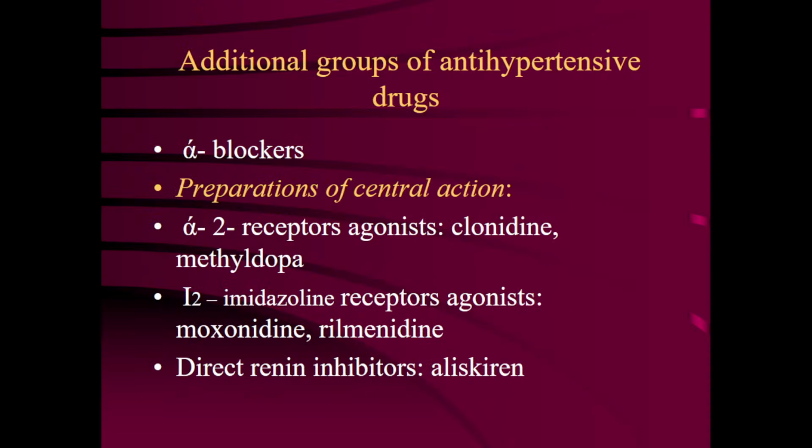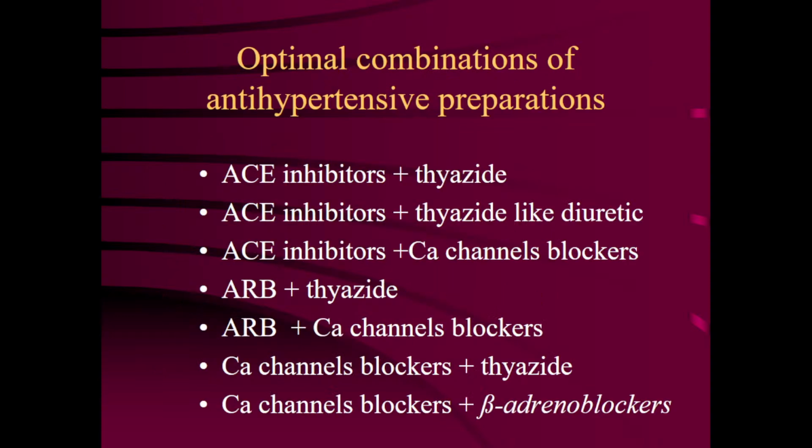And there are also additional groups of antihypertensive drugs that can be helpful in certain situations, such as alpha adrenal blockers, preparations of central action, alpha-2 receptors agonists such as clonidine, methyldopa, I2 imidazoline receptors agonists, moxonidine, rilmenidine, and direct renin inhibitors. This drug is named aliskiren.